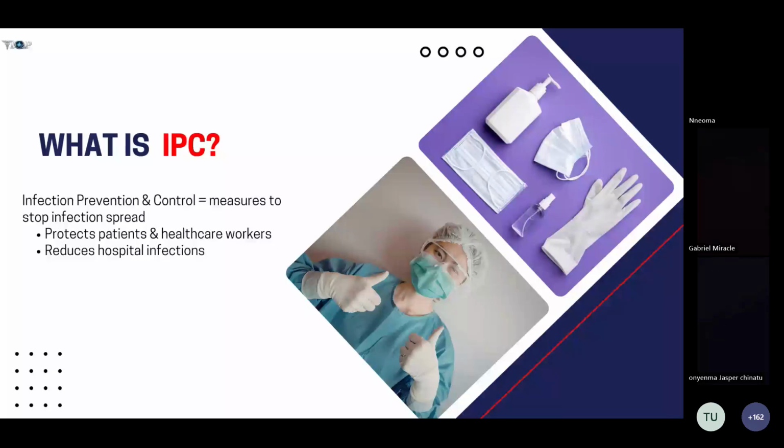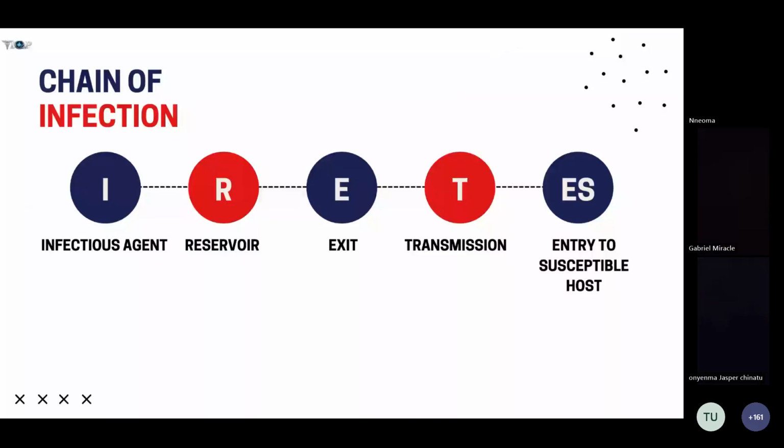Now, there's something called the chain of infection. Infection basically spreads through a chain, from one place to the other.